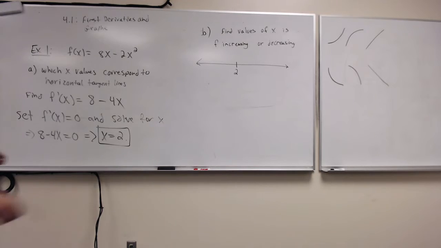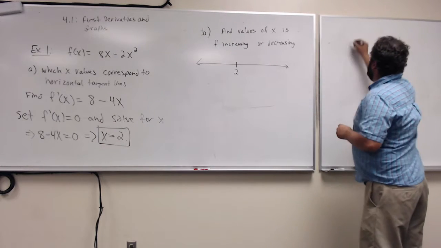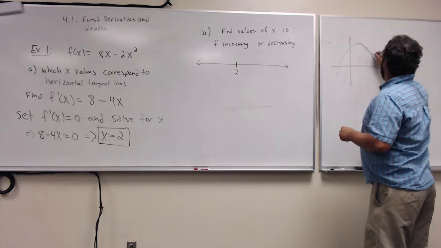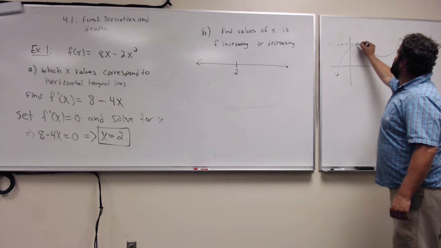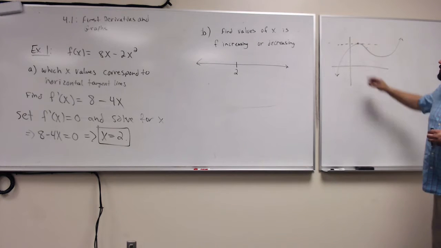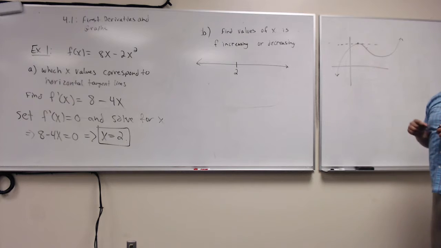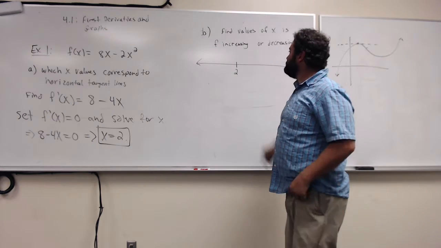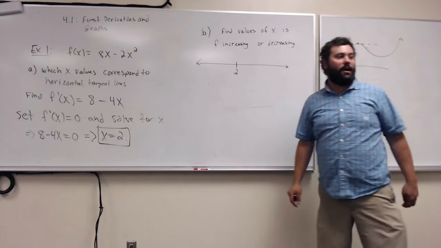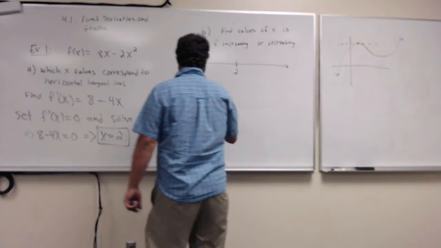I kind of erased the picture, but I can draw it again. I had this picture up here, something that looked like this. Here's a place where the tangent line is horizontal. That also ended up being the place where the function changed from increasing to decreasing. So we just take a number line, put the 2 there, and then test the sign of the derivative.